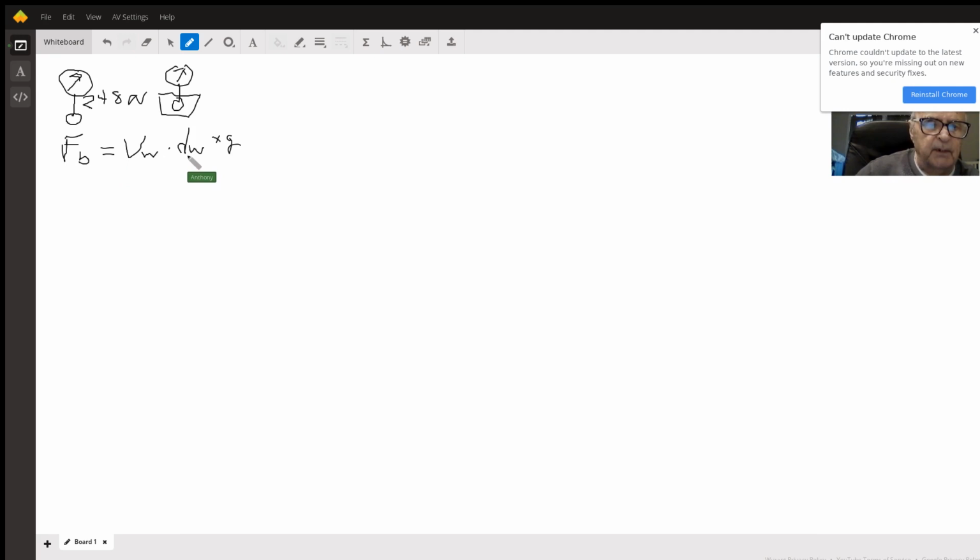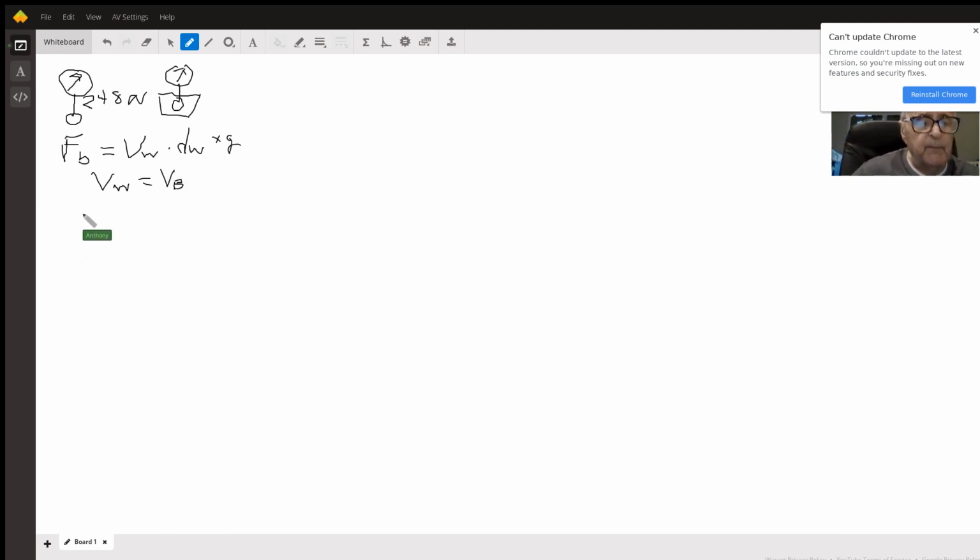We know the density of water, it's 1,000 kilograms per cubic meter. We know the acceleration of gravity, it's 9.8 meters per second squared. But we don't know the volume of the water, okay? But we do know that the volume of the water displaced is equal to the volume of the brass. We'll call it V sub B. So now, how do we get the volume of the brass?